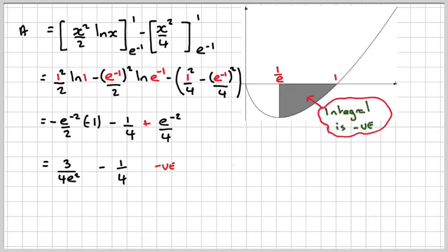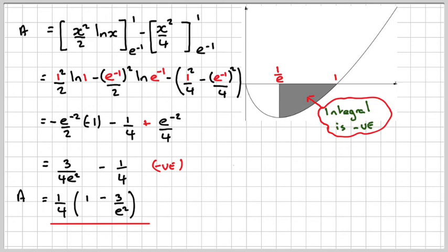So the integral is actually negative, but the actual area is positive, so we need to swap this around a little bit, and factorize out. So it'll be a quarter minus 3 over 4e squared, because we swapped the signs around, but you can take out a common factor of a quarter to get a quarter times 1 minus 3 over e squared.